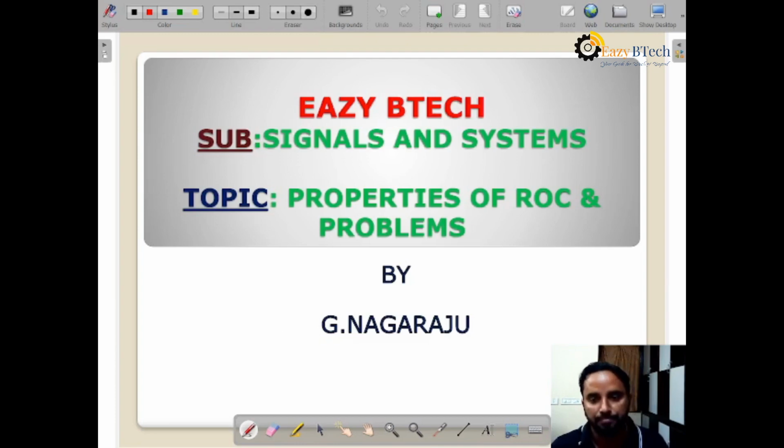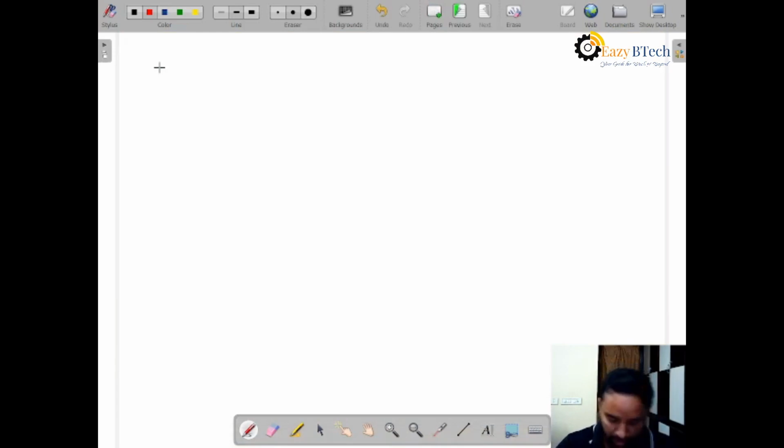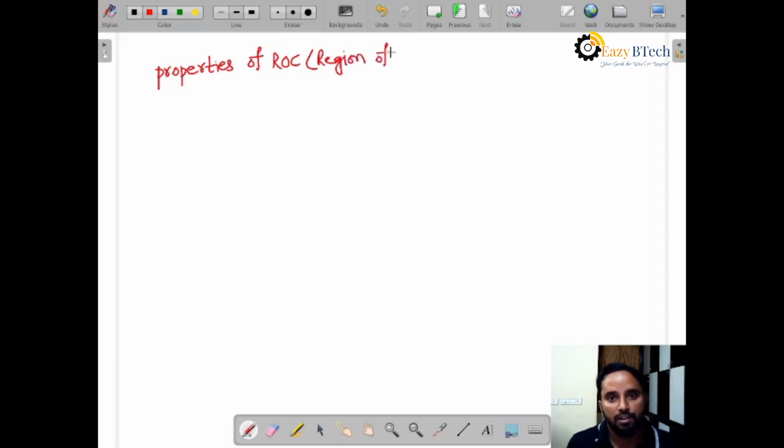Let's start our session. Properties of ROC. First we discuss properties of ROC, then we can do some problems on Laplace transform. So we know ROC means region of convergence. We discuss the properties one by one, point wise.